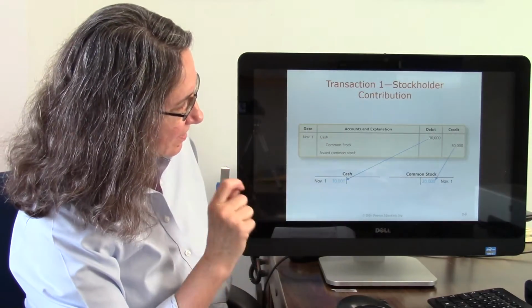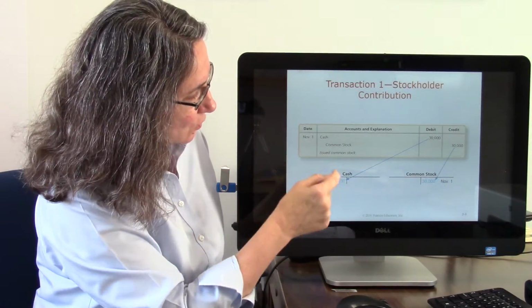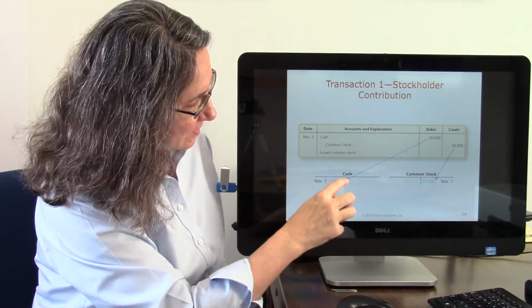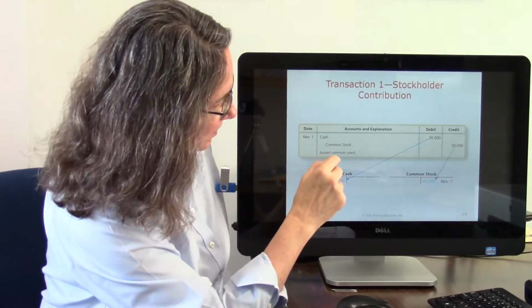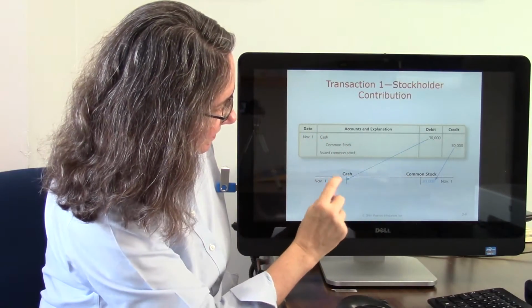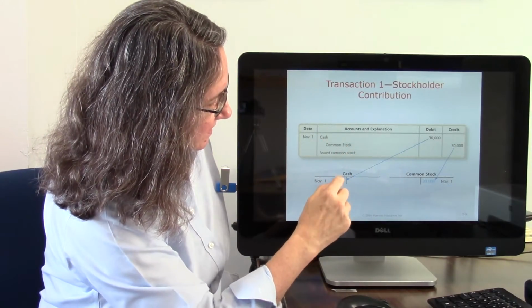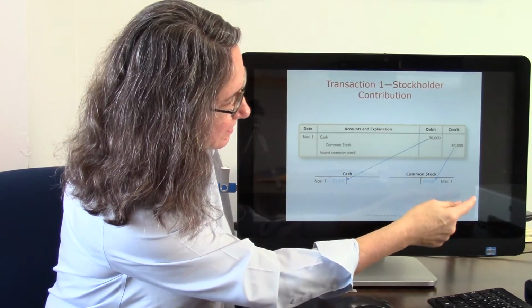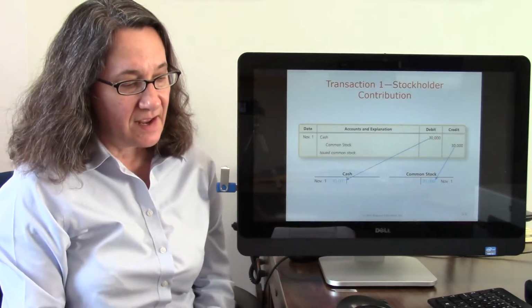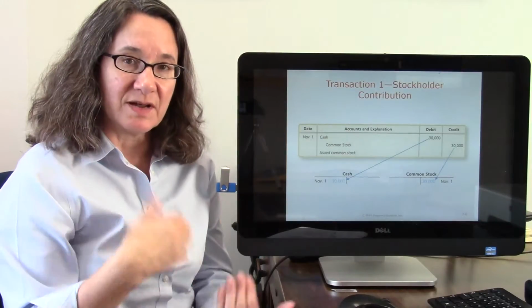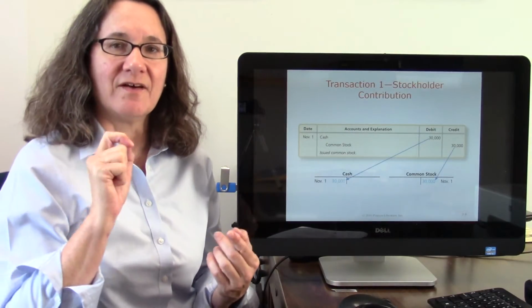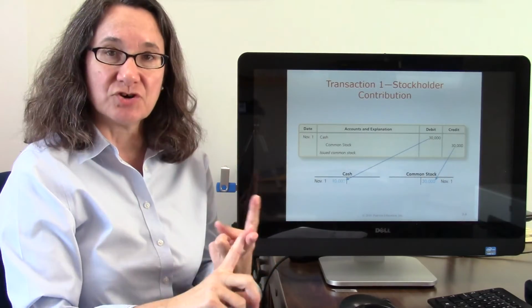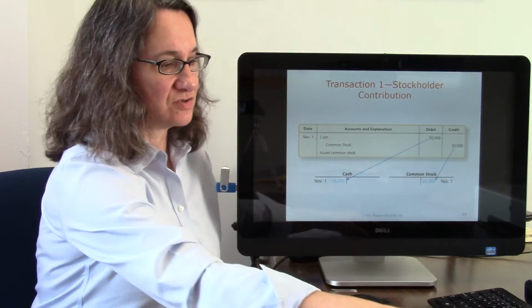So once we've got our stuff journalized, we post it. So this is an example using a T account to represent our ledger. We take the cash and we put it on the debit side, 30,000. We take common stock, put it on the credit side, and so now our debits equal our credits in our ledger. So now we have analyzed the transaction, journalized it, and posted it to the ledger.